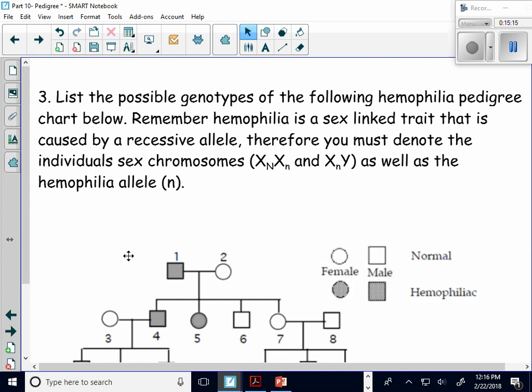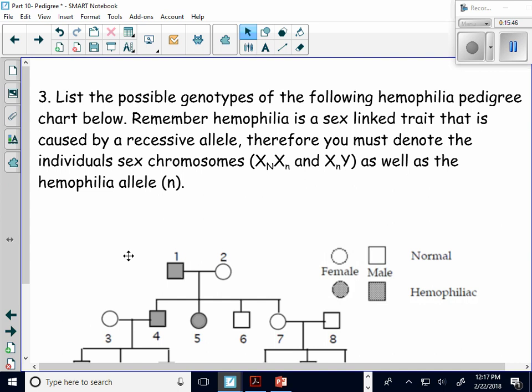So it says, list the possible genotypes of the following hemophilia pedigree chart below. Remember, hemophilia is a sex-linked trait that is caused by a recessive allele. Therefore, you must denote the individual sex chromosomes as well as the hemophilia allele. I know we've dealt with hemophilia before. Do you know what it is? Your blood doesn't clot, okay?